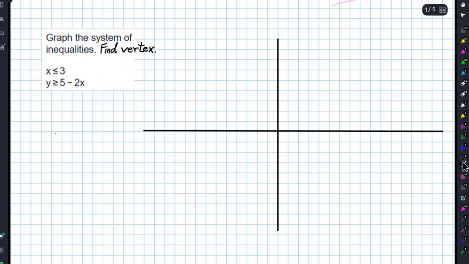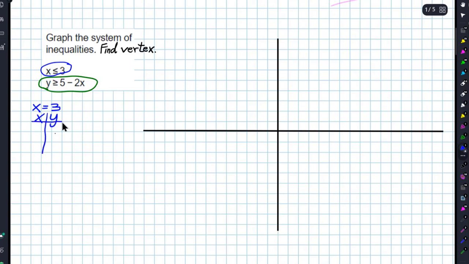I'll do this in blue. Should I switch to green? Let's switch to green and see if that's better. So here we go. We've got x is less than or equal to 3. So we only work with an equals for the first step. So x equals 3. Then you make an X and Y chart.